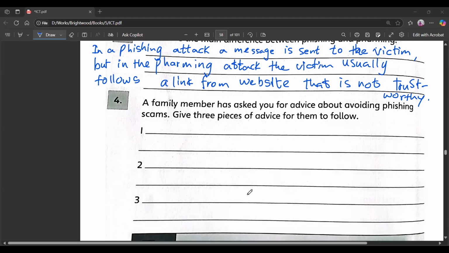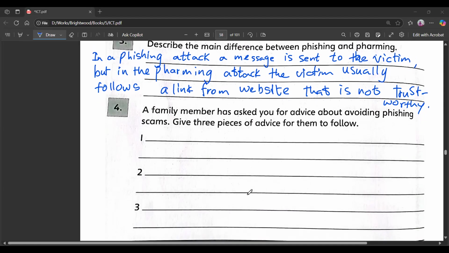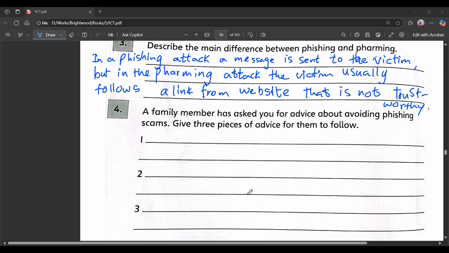A family member asks you to advise them about avoiding phishing scams. Give three pieces of advice. What can you say about these scams to your family? Think and write it. First of all, write about one. What advice can you give the family? Don't follow phishing links, something like that. Think about that and write about one also.